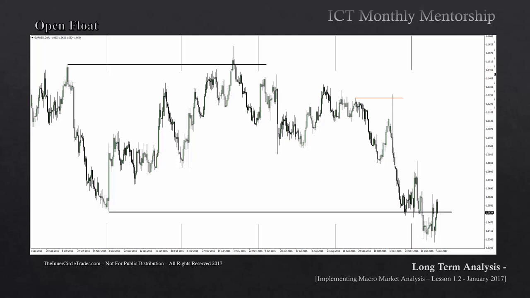This will give you what you're looking for in terms of how do I know what side of the market is going to make the run on. Is it going to run the buy stops or is it going to run the sell stops? Think about what time frame you're looking at here. This is a daily chart.